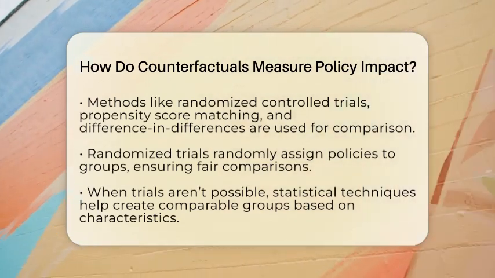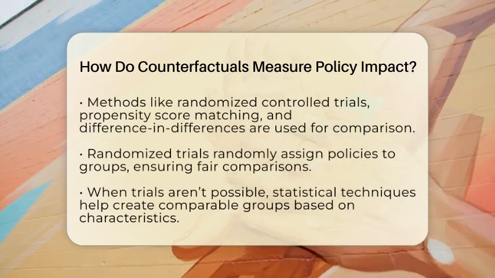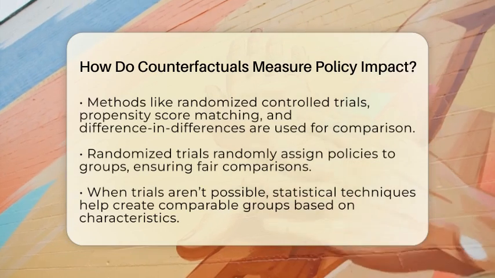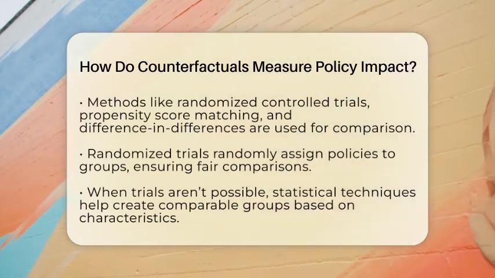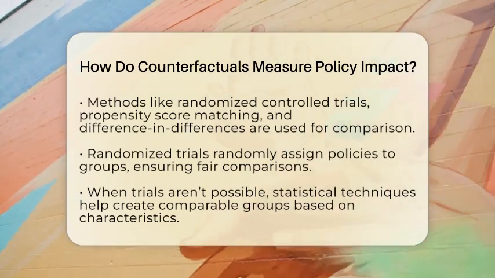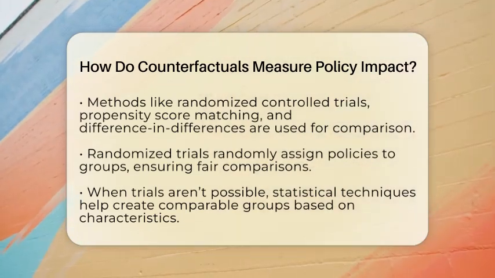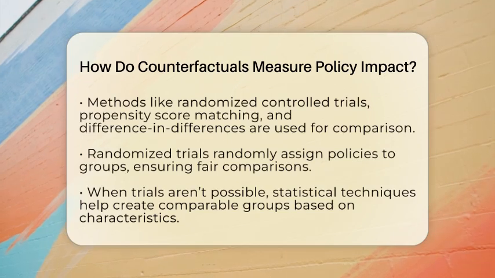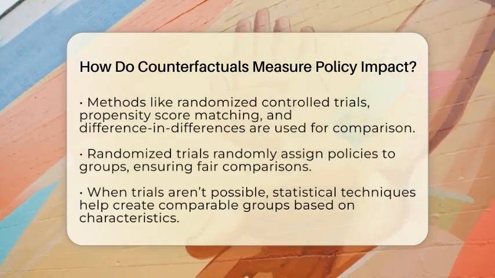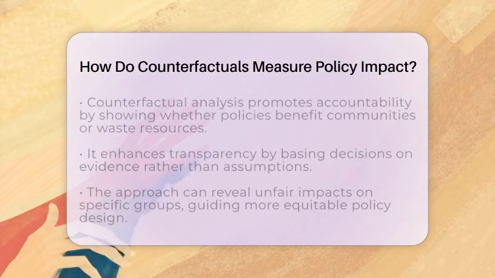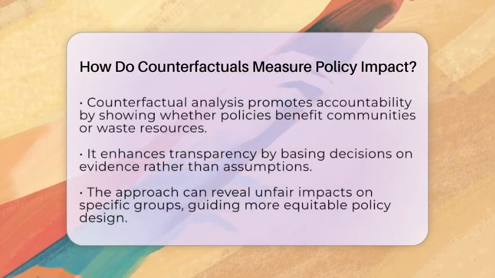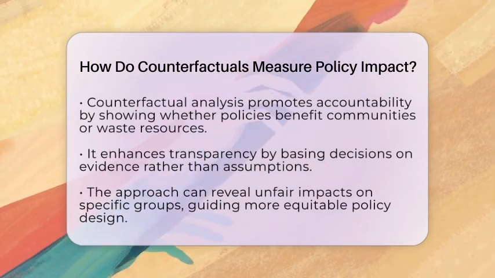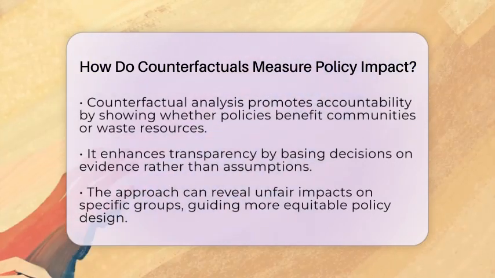To make these comparisons, researchers often use methods like randomized controlled trials. In these trials, some people are randomly chosen to receive the policy, and others are not. This randomness helps ensure the groups are similar, making the comparison fair. When random trials are not possible, other techniques like propensity score matching or difference in differences analysis are used. These methods help create comparable groups by matching individuals based on characteristics or looking at changes over time.